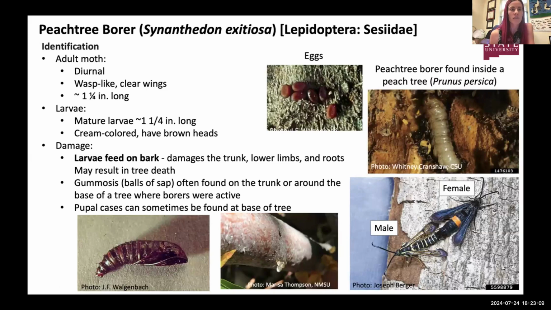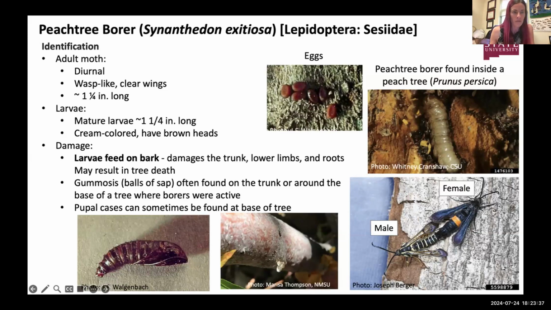The larvae are cream colored, with a darkened head. They will feed on bark. So the larva damages trunks, lower limbs, and roots, which can result in tree death. Their feeding can definitely lead to a dead tree. They also have this gummosis, these balls of sap that you can find on the trunk or around the base of a tree when there's borers active. So you can kind of see that sticky stuff.